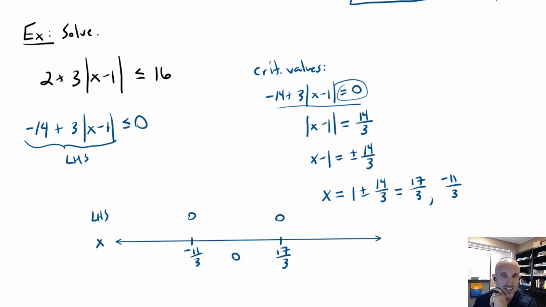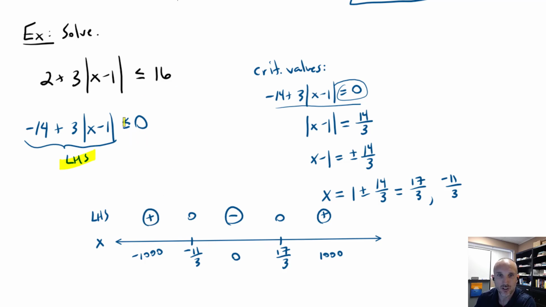0 minus 1 is negative 1. The absolute value of that is positive 1. Positive 1 times 3 is 3. Minus 14 is negative. If we plug in positive 1,000, we get negative 14 plus a really big number, so that's going to give us a positive. If we plug in negative 1,000, we get negative 14 plus a really big positive number again, so that's positive as well.